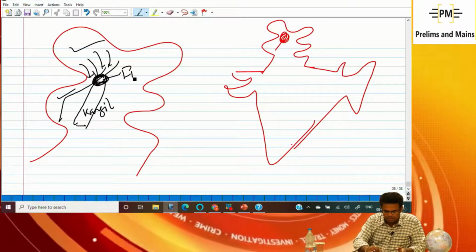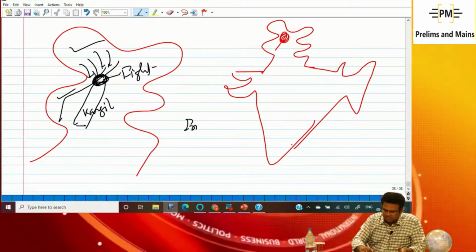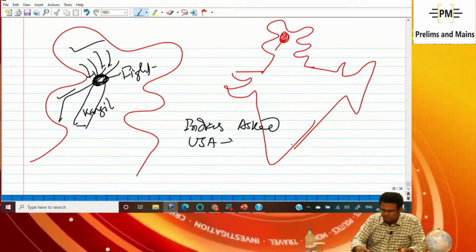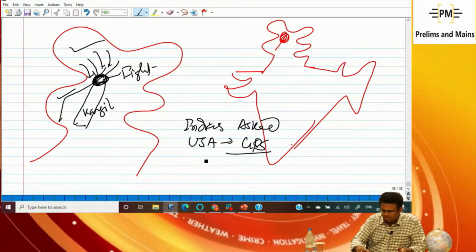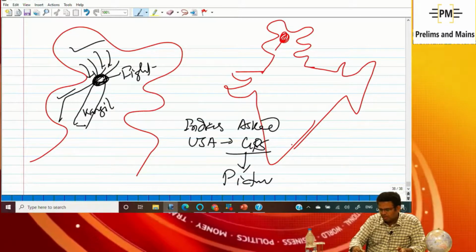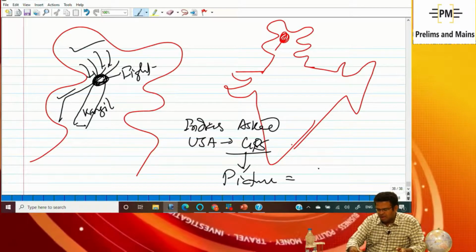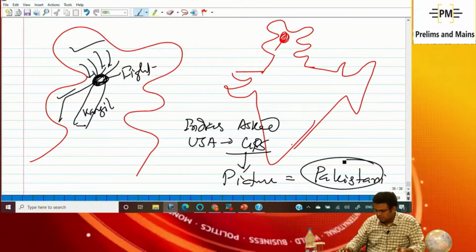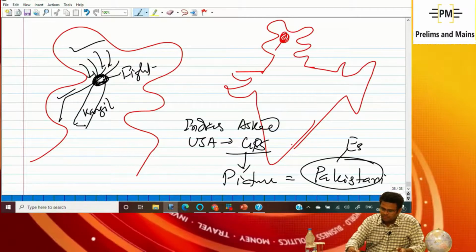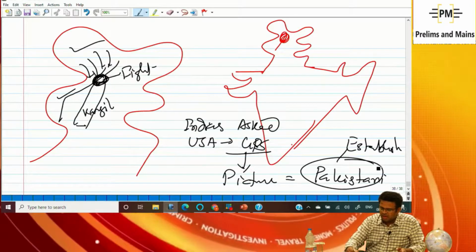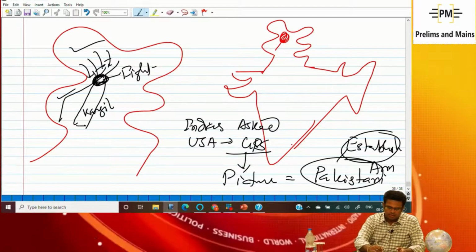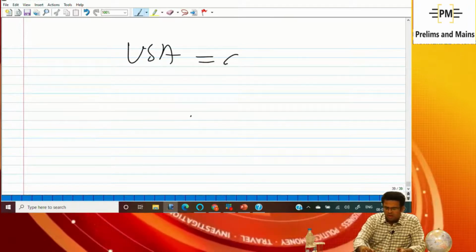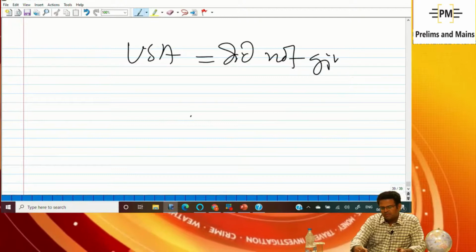There is a fight. Then India asked the USA for the GPS picture: give me the GPS picture for the Pakistani establishment, where the Pakistani army establishment is. So the USA did not give any information.